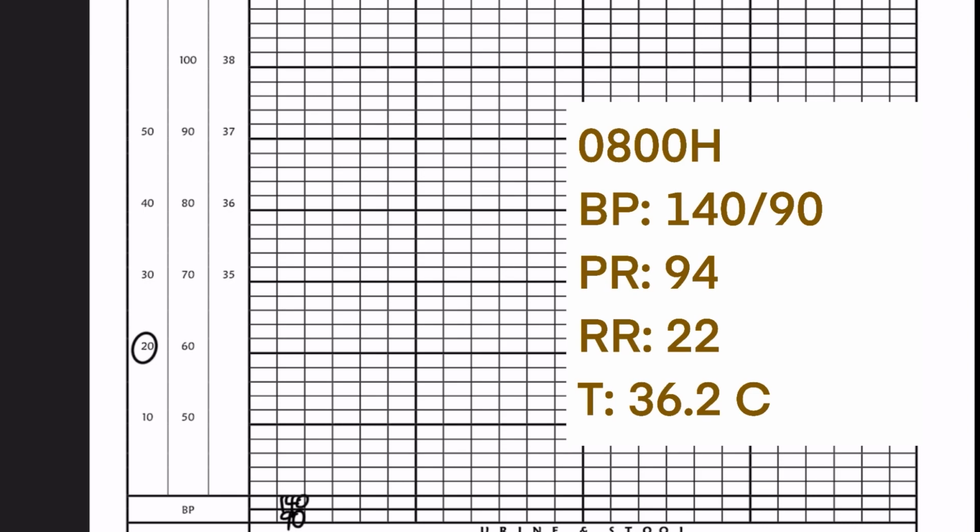Here you can see it. I wrote the BP as black, 140/90, and circled 20 for the RR as black. Also, the pulse rate is encircled in red and temperature in blue. If you've noticed, the encircled numbers are our normal values. So here I am plotting 36.2 for the temperature, to be followed by our pulse rate under 94, and our respiratory rate for 22 cycles per minute.